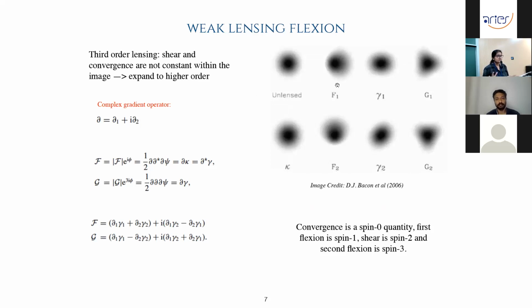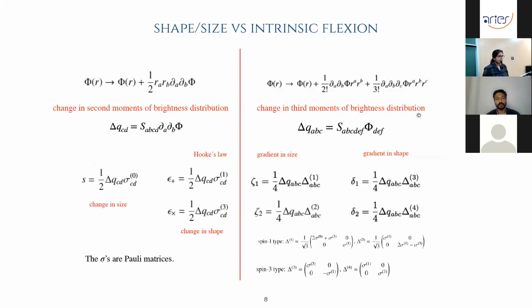So when we consider that shear and convergence themselves have a gradient, they are not constant, we have something called flexion. This is a simple unlensed picture. This is slightly magnified. It's not very clear here, but it is. Then the shear is a change in shape that I mentioned. And these flexions, which are spin 1 and spin 3 quantities, these F and G quantities, are one order higher, and they are gradients of the shear and convergence. So this is an additional effect.